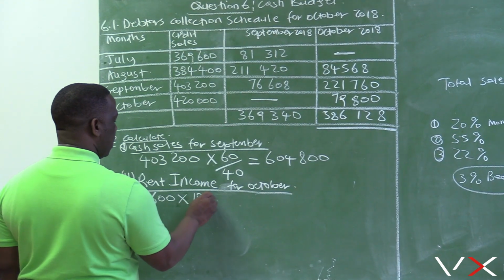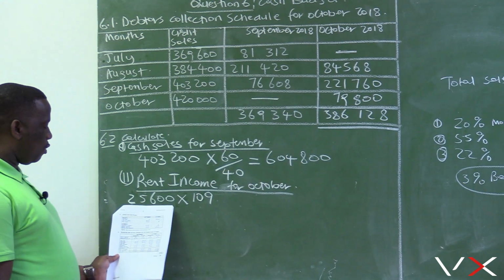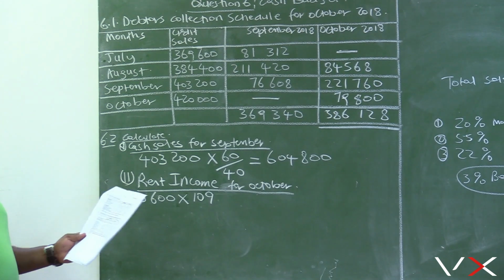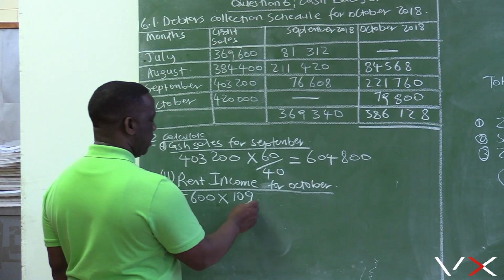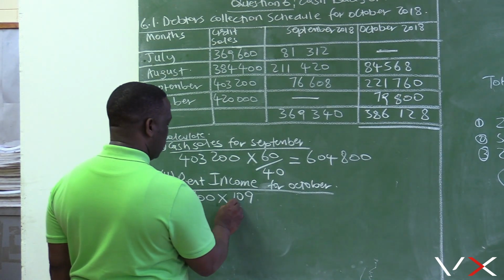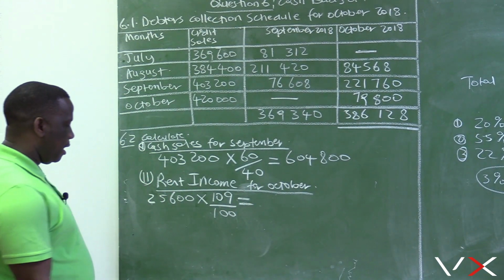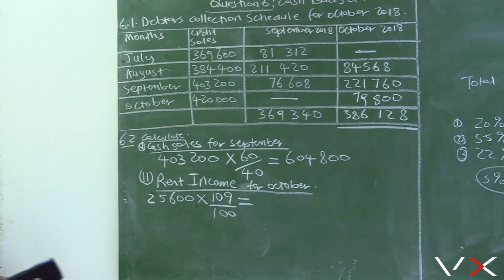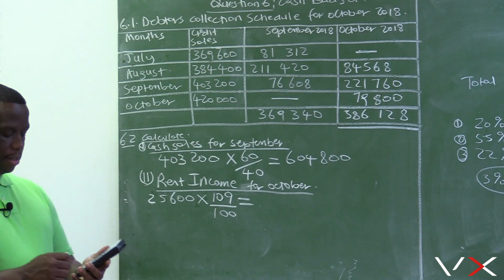9%, so that's multiplied by 109, because if you look at the standalone amount, it is 100%. If you want to increase it by 9%, then you need to multiply it by 109. You must just add 9 to 100. So this is multiplied by 109%, and then we will get the final answer here. Rent is going to increase by 9%. 100% is for the 25,600, and then we are increasing it by 9%, and it's going to be 109/100.